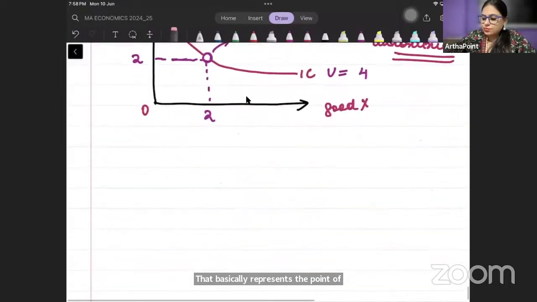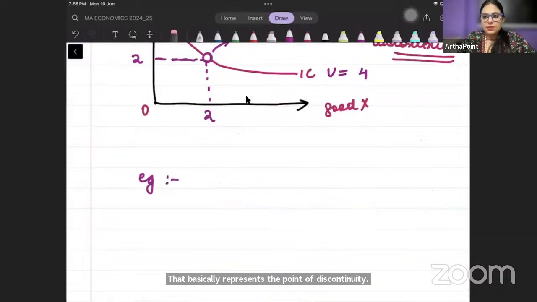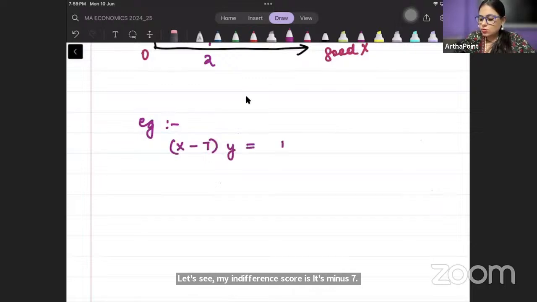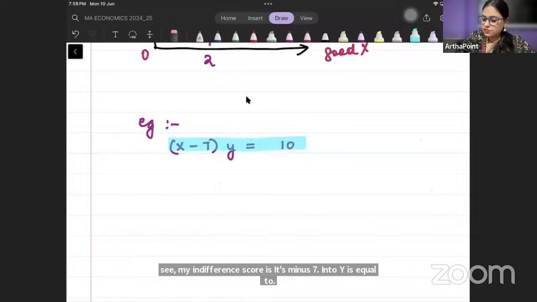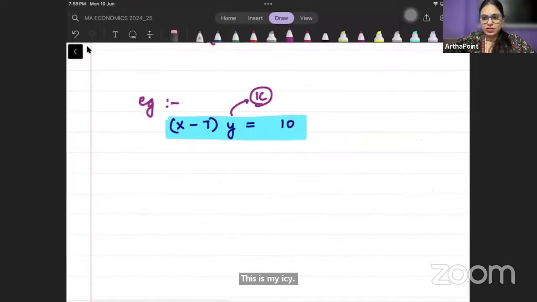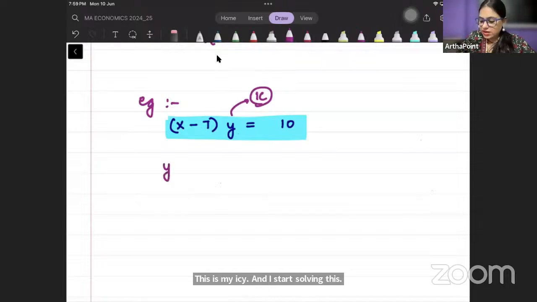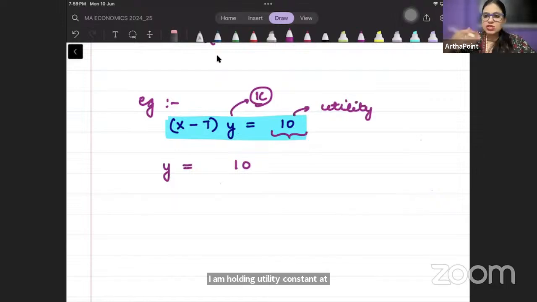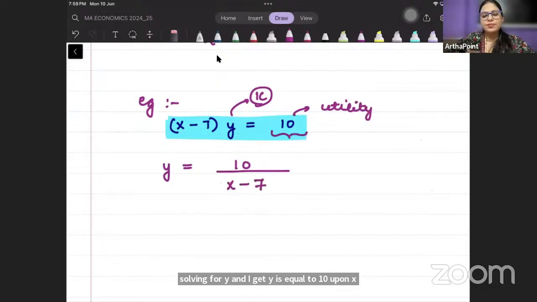For example, let's say my indifference curve is (x minus 7) into y is equal to 10. This is my indifference curve, this is my IC. And I start solving this. I am just finding the value of y. This is my level of utility. I am holding utility constant at 10. I start solving for y and I get y is equal to 10 upon (x minus 7).